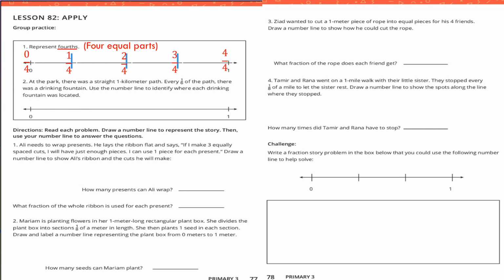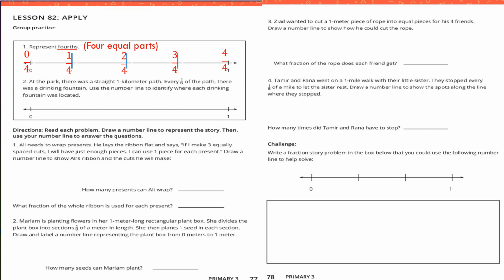Number 2, at the park there was a straight 1 kilometer path. Every 1 over 6 of the path there was a drinking fountain. Use the number line to identify where each drinking fountain was located. Okay, our fraction here is 1 over 6. Look at the denominator.